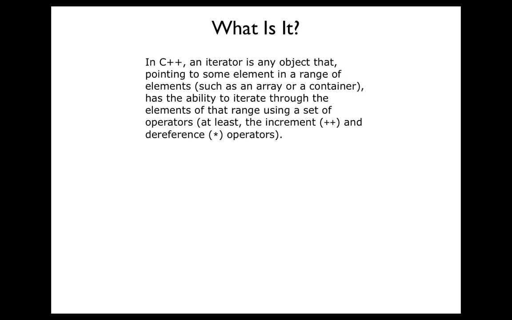To start off, I would like to give a simple basic definition. In C++, an iterator is any object that, pointing to some element in a range of elements, such as an array or a container, has the ability to iterate through the elements of that range using a set of operators, at least the increment and the dereference operators specifically.